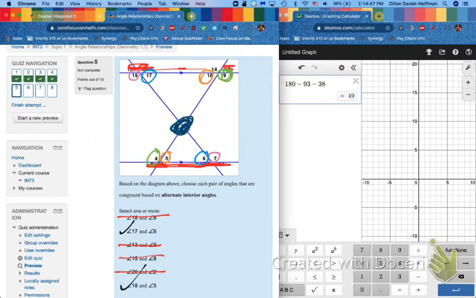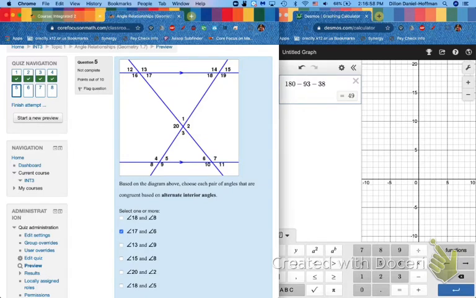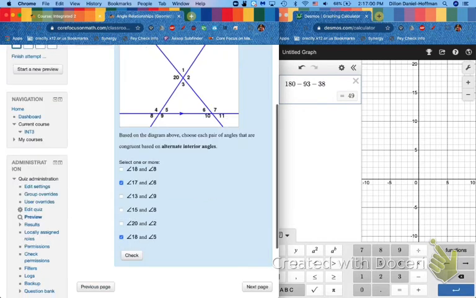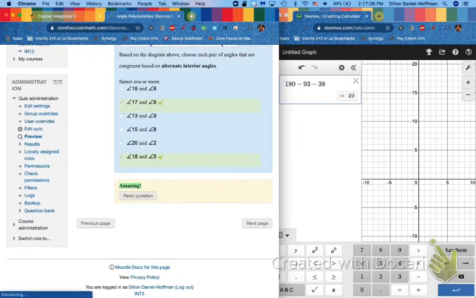So similarly, look at this diagram, pause your video if you need to, and then just compare it to your own picture. You're going to have different numbers in those spots probably, but they're still going to look for the same spot. 17 and 6. 18 and 5. Alternate interior angles. All right. Amazing.